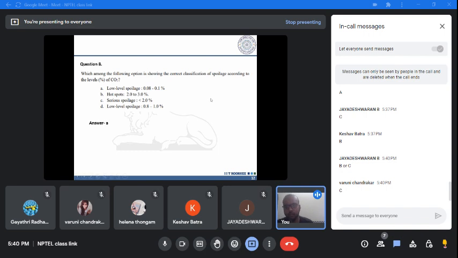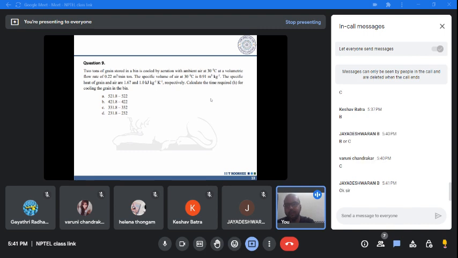Okay, so answer A, the low level spoilage is 0.08 to 1%. 0.1% is the correct answer. So CO2 levels indicate spoilage as low level spoilage, that is 0.08 to 1.1%. Serious spoilage is 2% or higher than 2%, and hot spot is 5 to 7%. So your answer, low level spoilage, A is the correct answer.